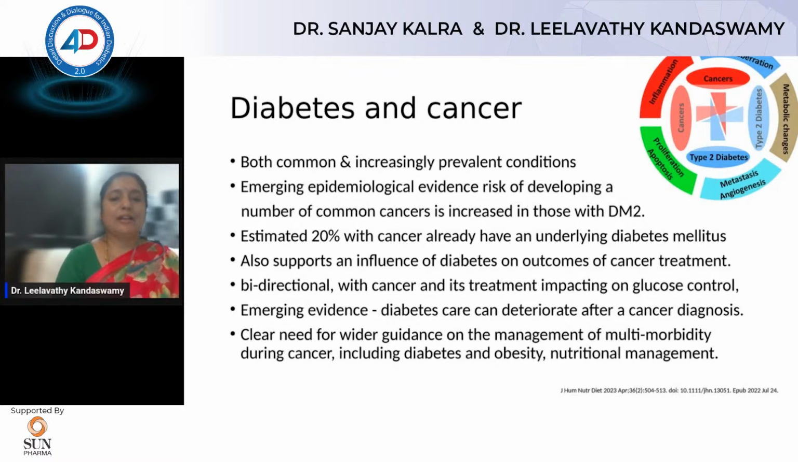The cancer and its treatment impact glucose control, and diabetes care can deteriorate after cancer diagnosis. So we don't have much guidelines. So we need to concentrate on the guidance to manage this multi-morbidity problem during cancer, including diabetes, obesity, and nutritional management.